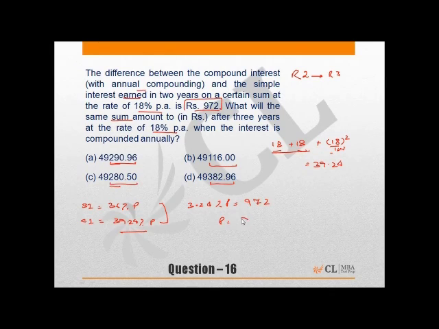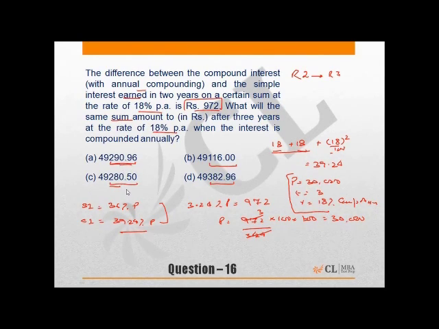So principal should be 972 upon 3.24 into 100, which will be nothing but, okay, you remove this 3.24 and put another 100. So 324 into 3 is 972. So this is 30,000. So the question effectively is the principal is equal to 30,000. Time period is equal to 3 years. Rate of interest is 18%. Compounded annually. What is the amount? So this is a simple question which is there with us.